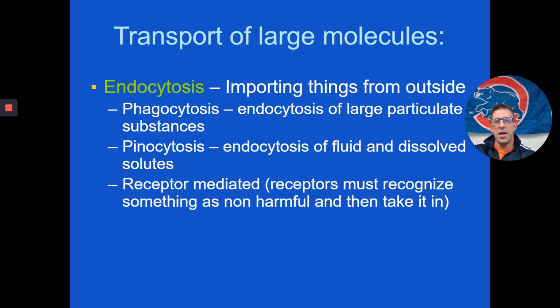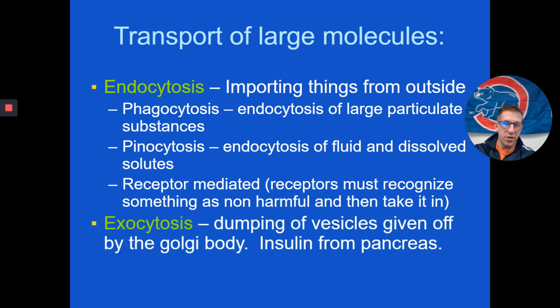Okay. The other way of transport of large molecules is by exocytosis. Exocytosis is the dumping of vesicles given off by the Golgi body. An example of this would be insulin from the pancreas. Another example would be waste. If the cell has waste that it wants to get rid of, it will do so by exocytosis. If you think of endocytosis as the cell eating, you could think of exocytosis as the cell taking a dump.